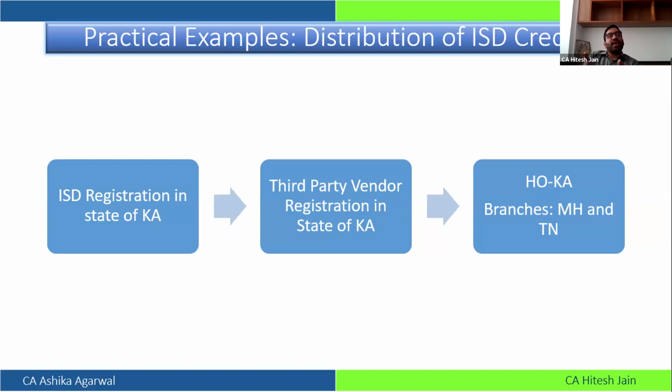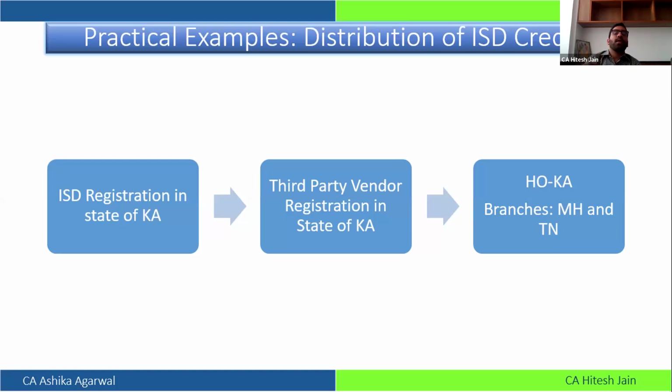When I receive an invoice from a third party vendor which is in the same state as my ISD registration, then in case I'm transferring the input of CGST and Karnataka SGST to my head office, I will transfer it in the same head, and the balance input which I need to transfer to Maharashtra and Tamil Nadu, I will transfer as IGST. I will not transfer CGST and SGST.